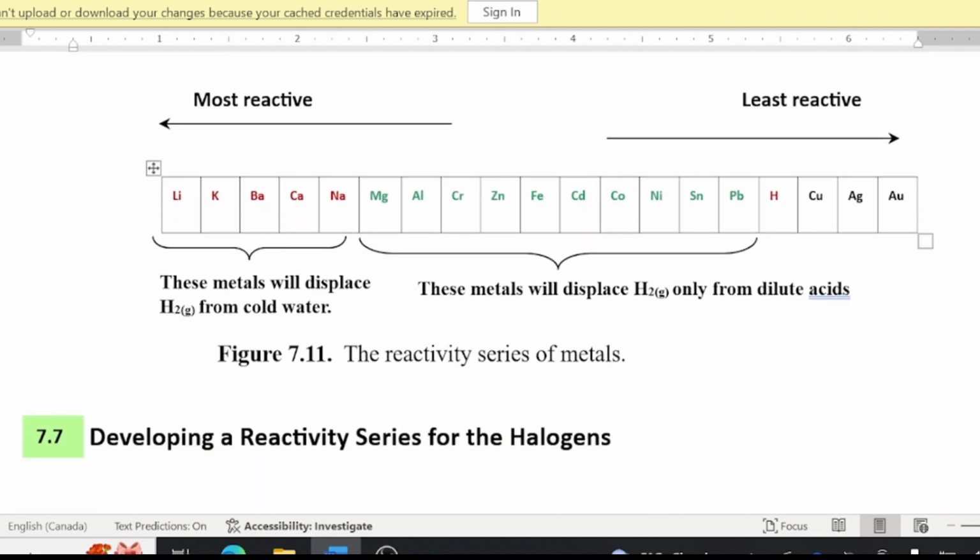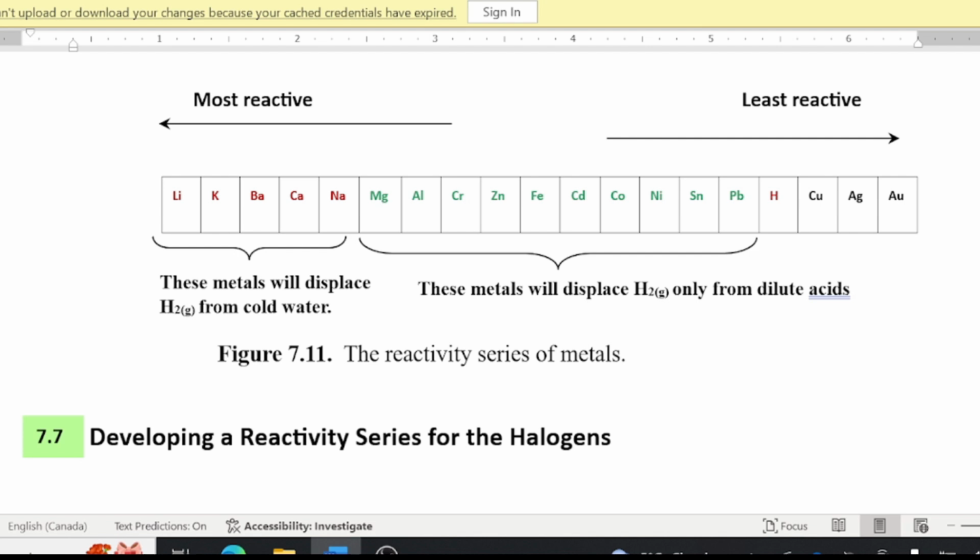Lithium, potassium, barium, calcium, sodium, magnesium, aluminum, chromium, zinc, iron, cadmium, cobalt, nickel, tin, lead, hydrogen, copper, silver, and gold. These metals here can displace hydrogen from cold water. Cold water means water at ordinary temperature. These will only be able to displace hydrogen from dilute acid. That's the only way you get hydrogen. But these are very reactive. That's why they can displace hydrogen from water. These, not being so reactive, can only displace the hydrogen from dilute acids.